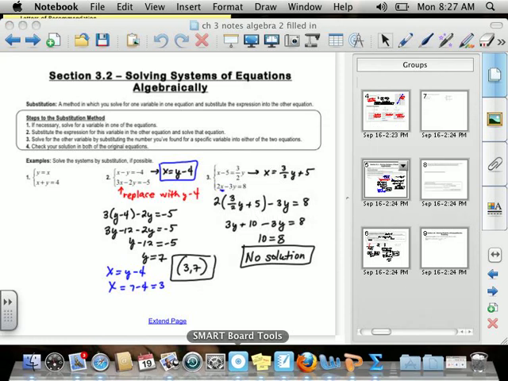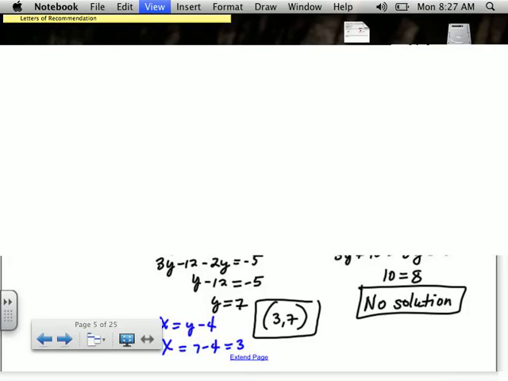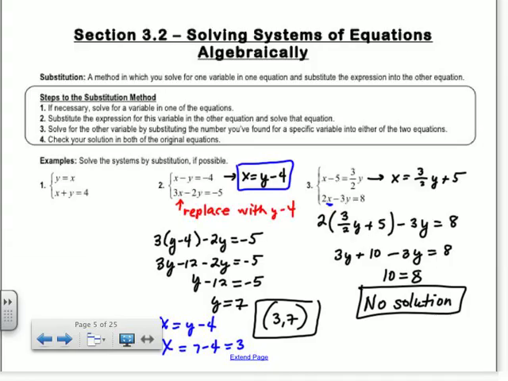Okay, when we left off, we were talking about section 3.2, so we did a few of the examples, but not all of them. So I wanted to go back and do the examples we missed. So we learned the substitution method and the elimination method.